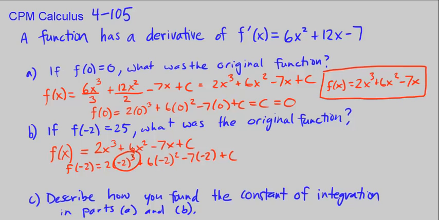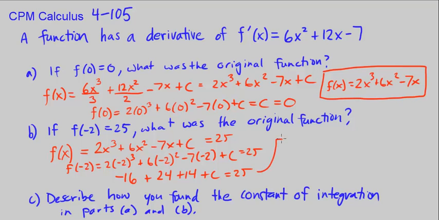Simplifying this, negative 2 cubed is negative 8. Negative 8 times 2 is negative 16. You can plug it in your calculator or do it like this. Plus 2 times 2 is 4, the negative is going to cancel, 4 times 6 is 24. Negative 7 times negative 2 is 14, plus c. And we know this is all equal to 25. I'm going to put that there too.